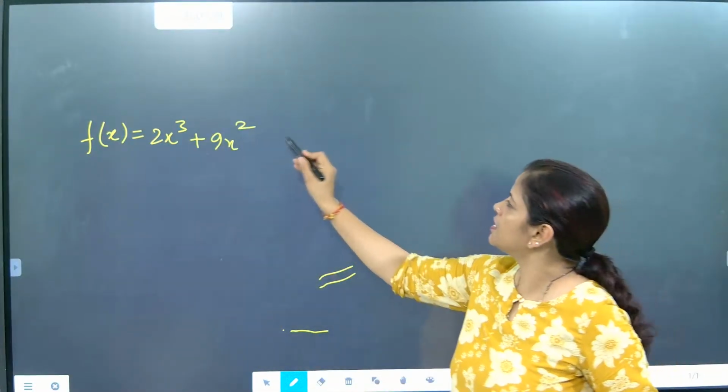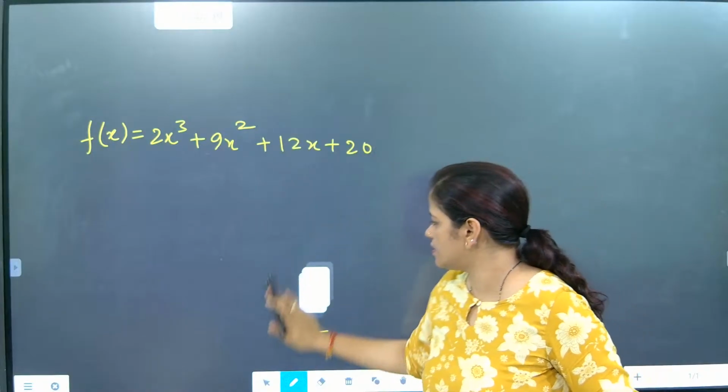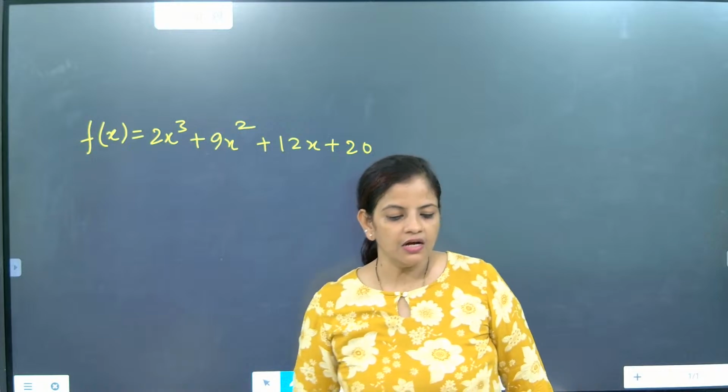Plus 12x plus 20. Come on, solve it and find the increasing and decreasing intervals.